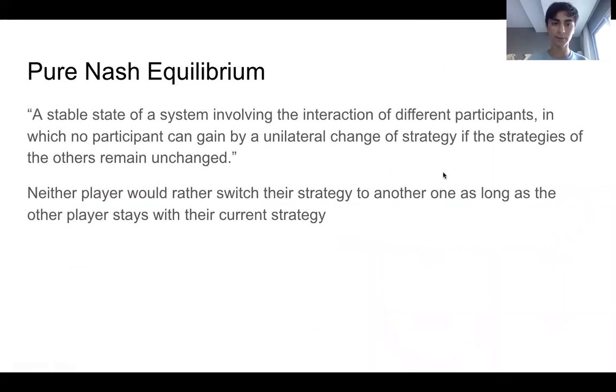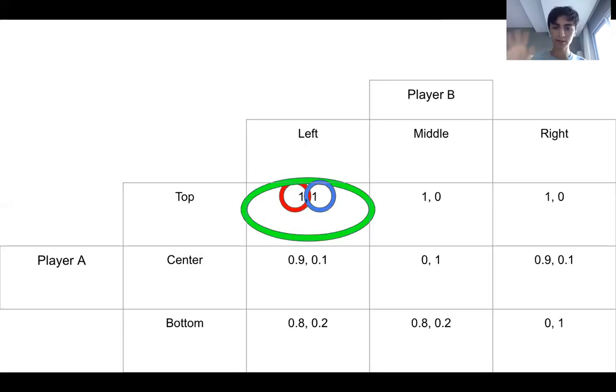So, pure Nash equilibrium. The Wikipedia quote is: a stable state of a system involving the interaction of different participants in which no participant can gain by unilateral change of strategy if the strategies of each of the other players remain unchanged. Excuse me. The much easier way to say this, the not annoying way of saying it, is that the Nash equilibrium is the situation in which neither player would rather switch their strategy to another as long as the other player stays with their current strategy.